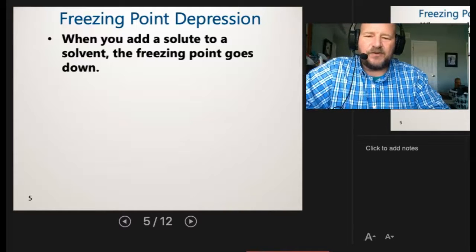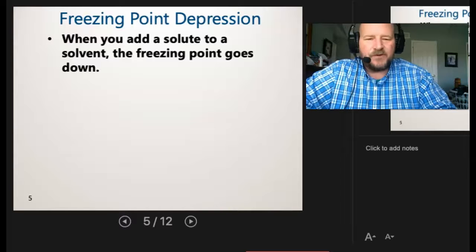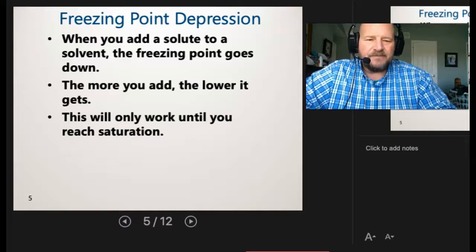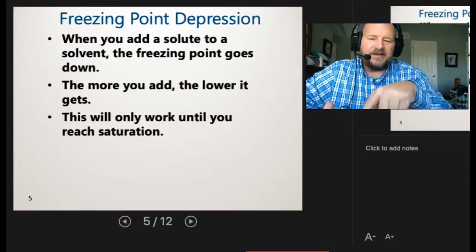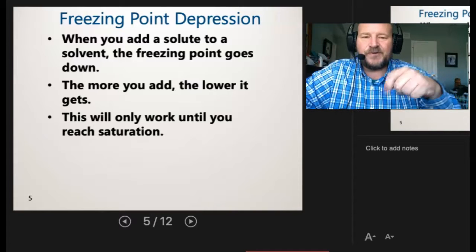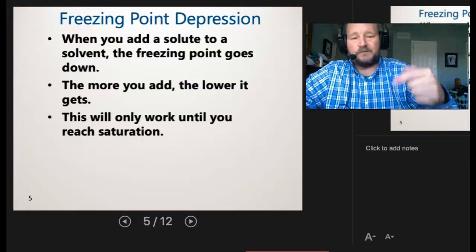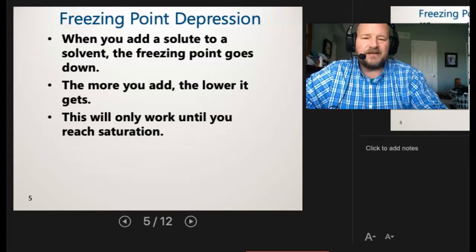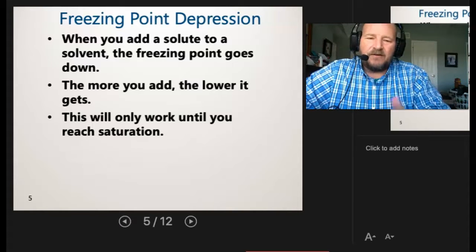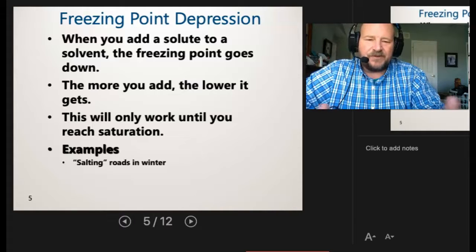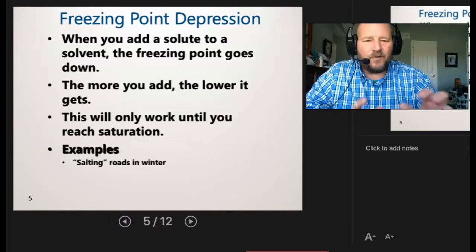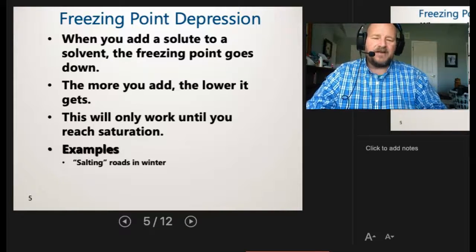When you add a solute to a solvent, the freezing point goes down, right? The more you add, the lower the freezing point will get. Now, this is only going to work until you reach saturation. Remember, if I'm putting a solid in liquid, as temperature goes up, so does the amount that can be dissolved. Conversely, if I go down in temperature, then I'm not going to be able to hold as much solid in solution. Again, an example of this would be salting the roads in winter. As we put salt in, the water is not able to make a uniform pattern and become a solid.